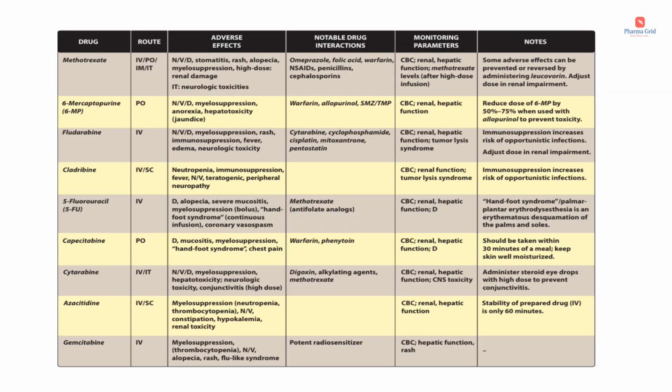So we have completed the anti-metabolite anti-cancer agents. In this slide you can see the complete details of anti-metabolite anti-cancer agents, which includes the folate antagonist, purine antagonist, pyrimidine antagonist, as well as the cytidine analogs and their specific characteristic features: their route of administration, adverse effects, notable drug interactions, monitoring parameters, as well as the specific points related to each drug. So you can refer to this slide for further details.